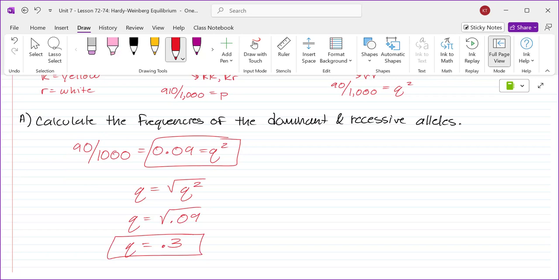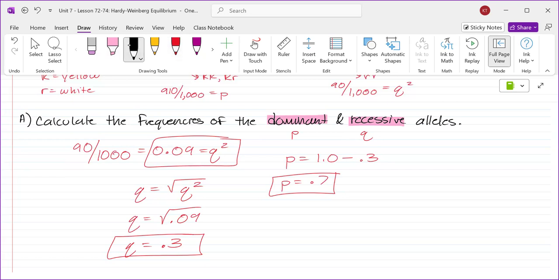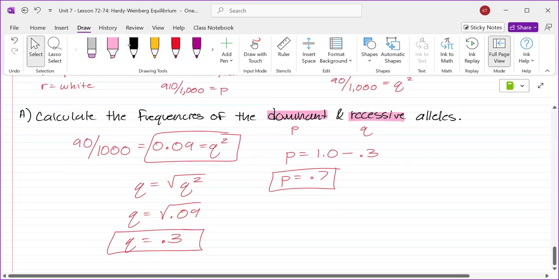And now that we have 0.3, let's find p. p equals 1.0 minus 0.3. I think you can probably do that in your head. p equals 0.7. The dominant allele is p, and the recessive allele is q. We now have both of them. Are there any questions, honestly, that any of you may have about this so far? Joe, Charlie, you too good? Joe, you sure?